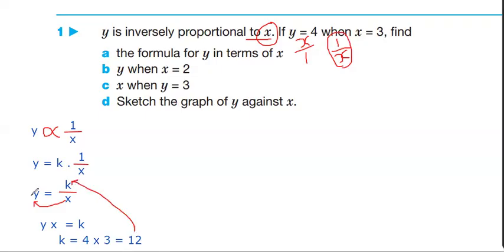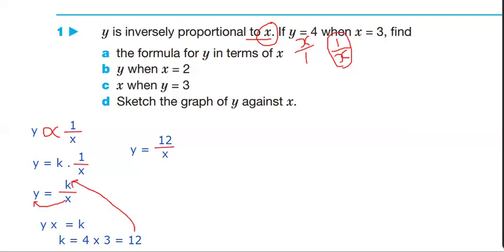So y will equal the 12 divided by x. Y will equal 12 divided by x. So I'm going to write it here. Y will equal 12 divided by x. And this is the formula that I want to answer question A.